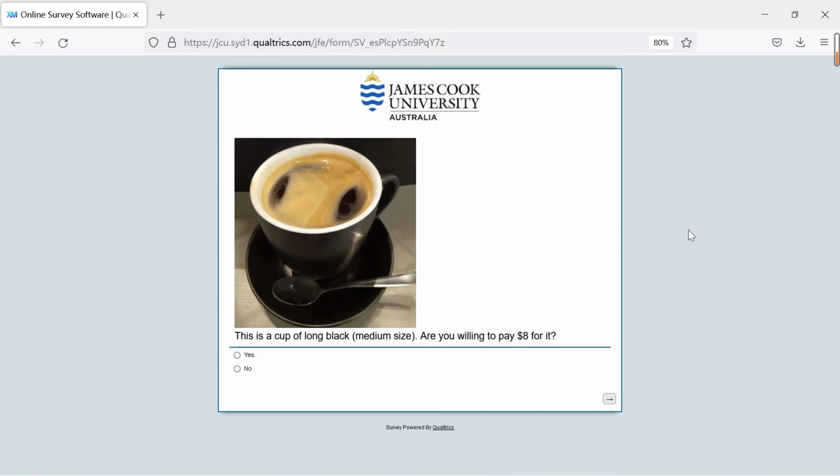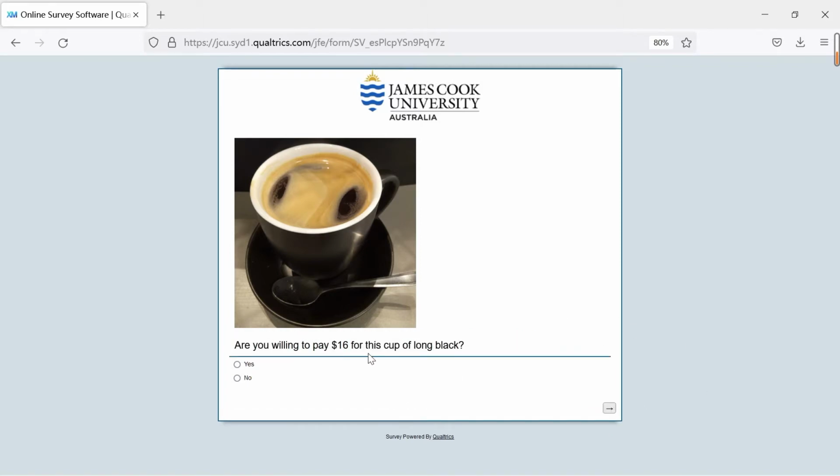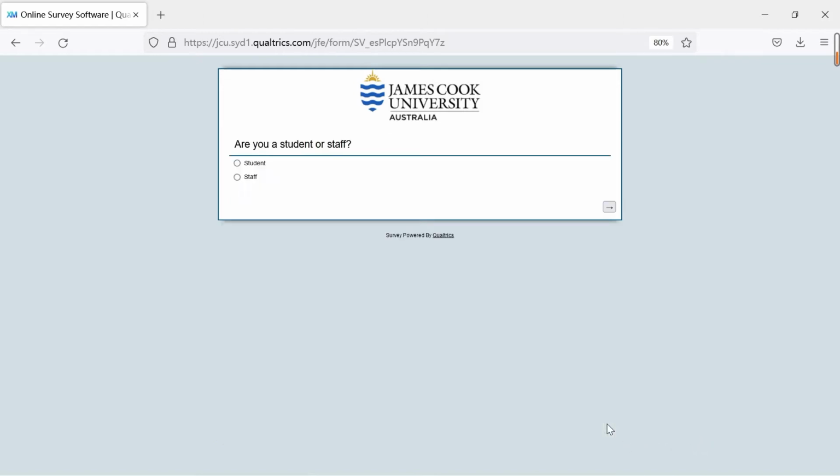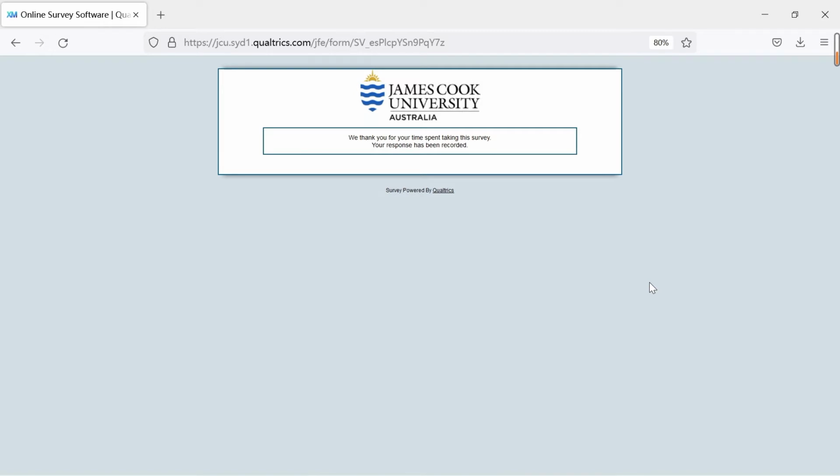So here's the survey. This is a cup of medium size long black. Are you willing to pay $8 for it? You want to ask people. Suppose I'm one of the consumers. I'm going to say yes. Then, are you willing to pay $16 for it? No. Then, how much are you willing to pay for this cup of long black? I'm going to say roughly maybe $10. Okay, $10. And submit. Maybe I'm going to say I'm a student. So submit the results. That's a survey that you can implement to solicit consumers' willingness to pay.